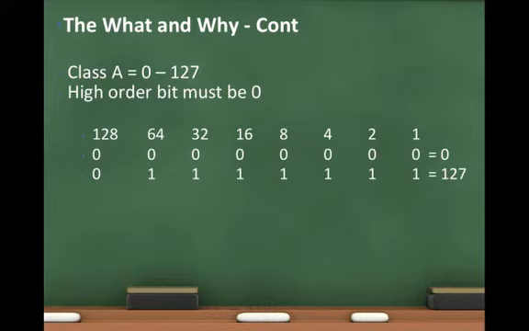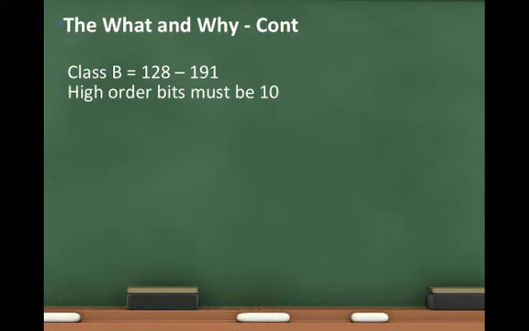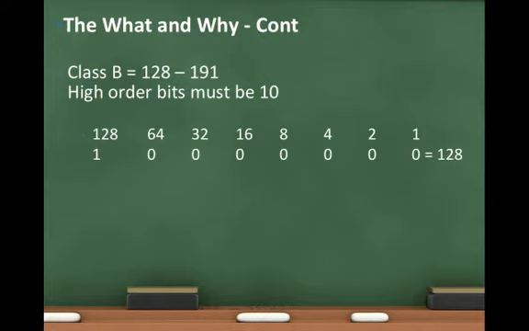Class B. By definition, Class B addresses have to have the high order bits be 1 and 0. So here's our chart one more time. And here we show the first 2 bits as 1 and 0, and all the rest is 0. That gives us 128. So this is the lowest possible number. And if we have the 1 and 0 bits as they are by definition, and have all of the other bits with 1s under them, we have the highest possible number, 191.